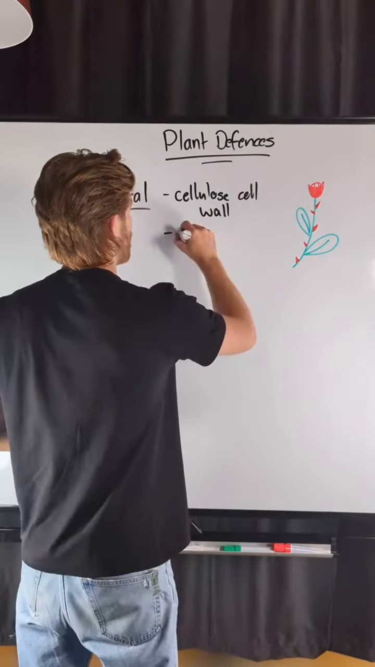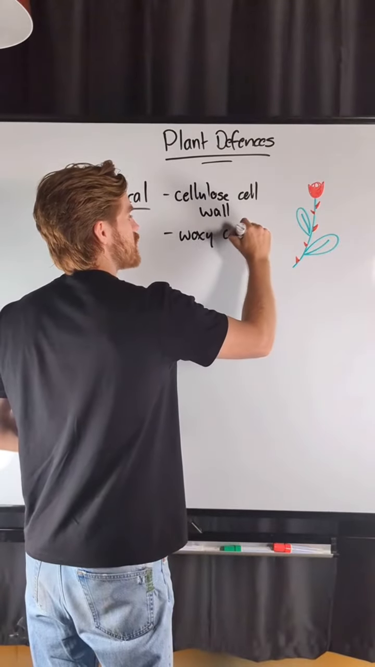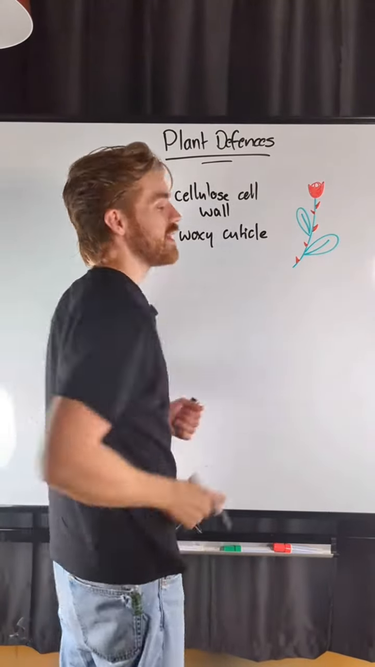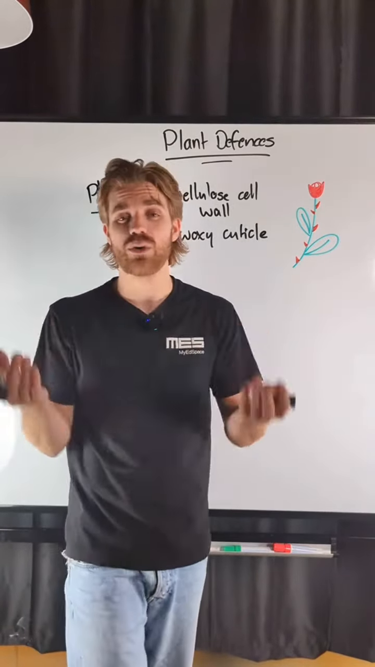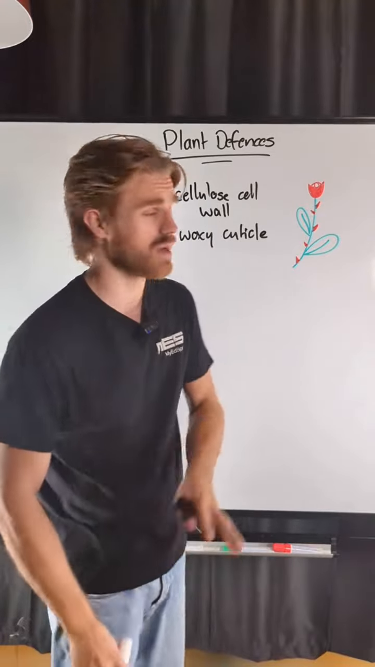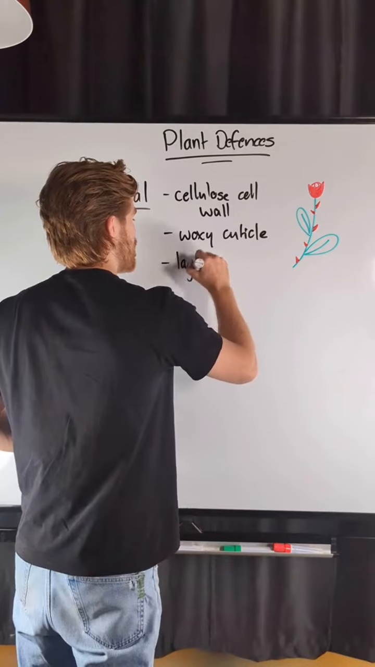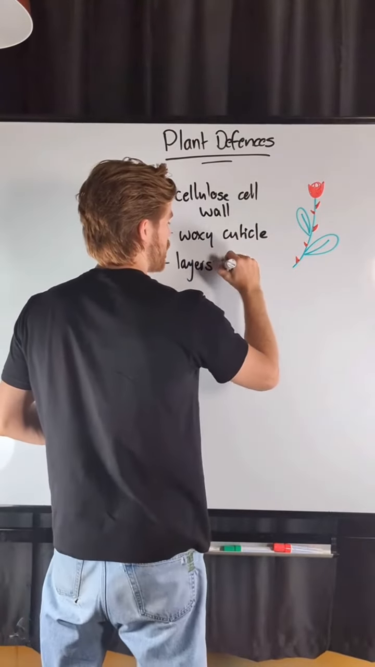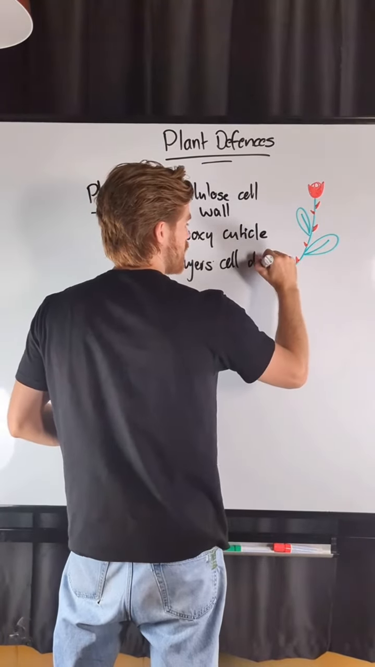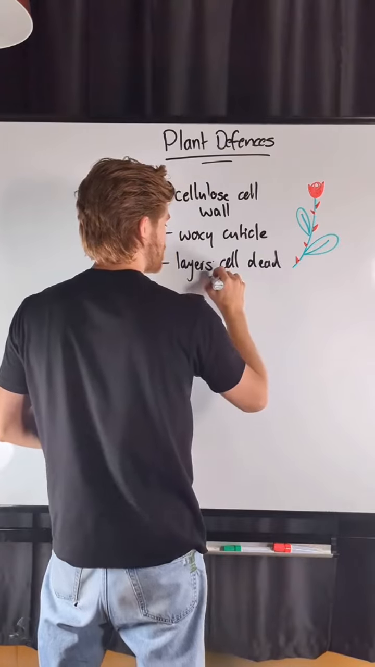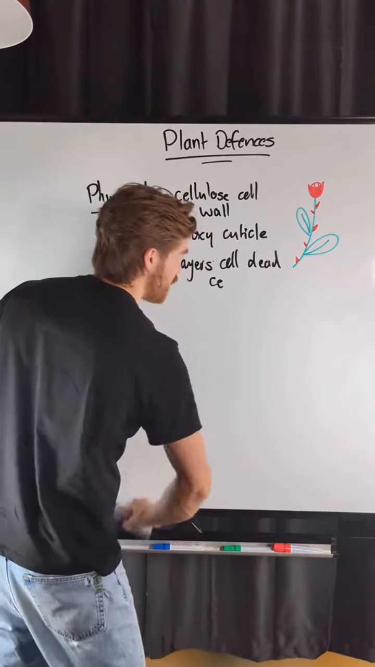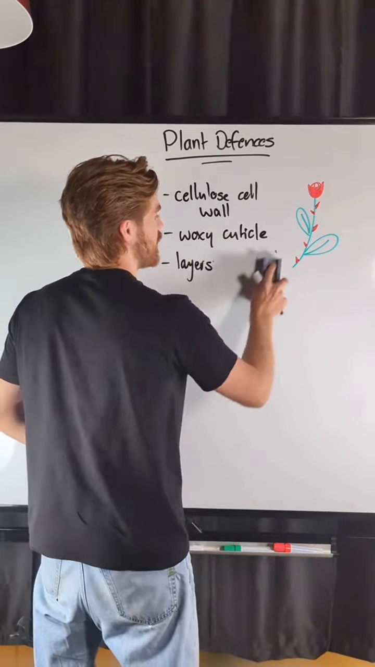We could also talk about the waxy cuticle on the leaves. Now, the waxy cuticle is impermeable to water, but that also means that pathogens won't be able to pass through it too. And then finally, we could talk about layers of dead cells. Now, layers of dead cells, commonly referred to as bark, these act as physical defenses which are going to prevent the plant from being eaten.